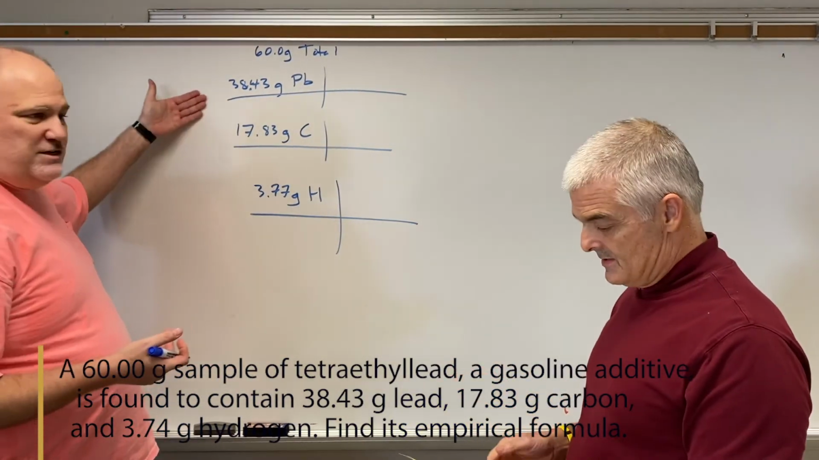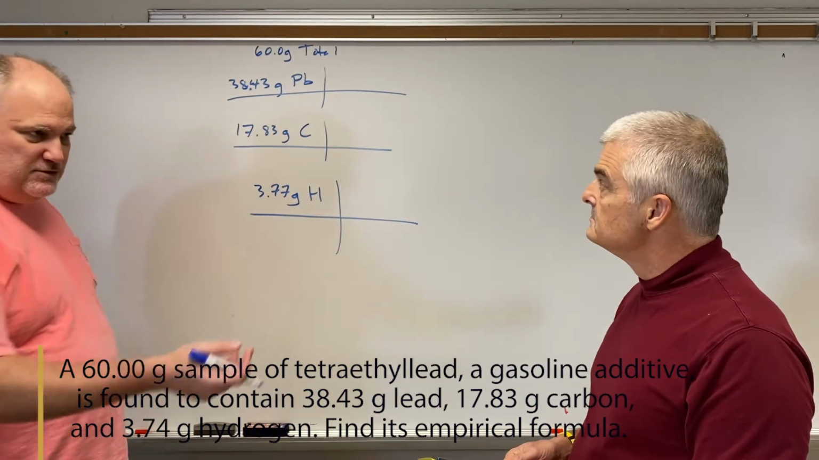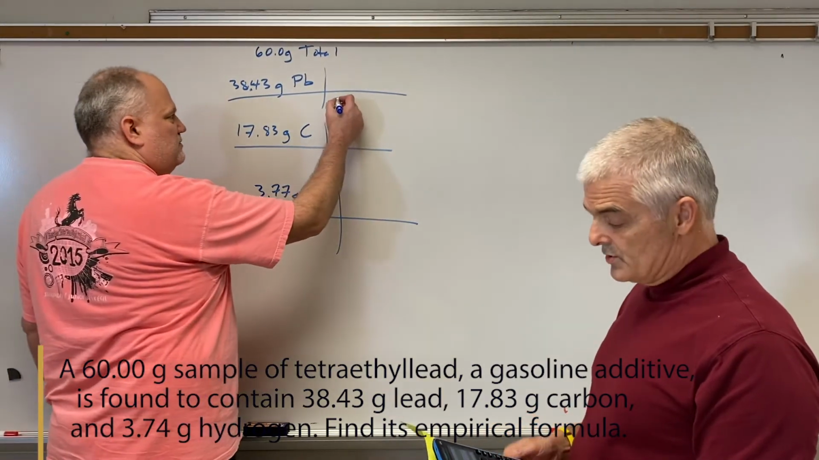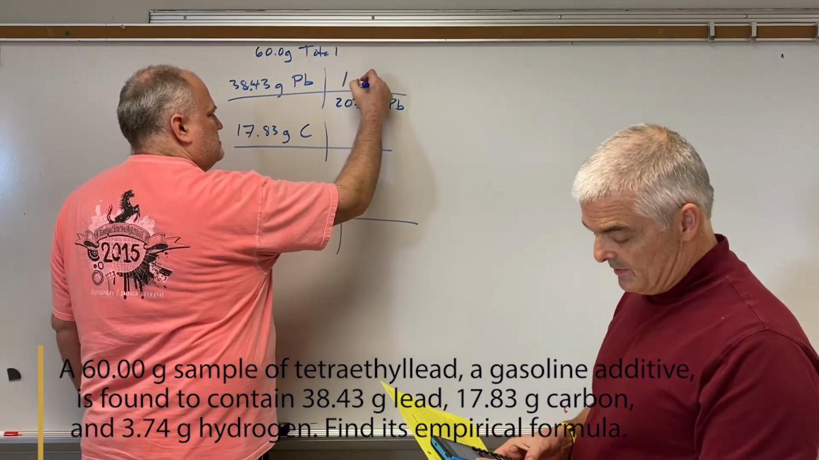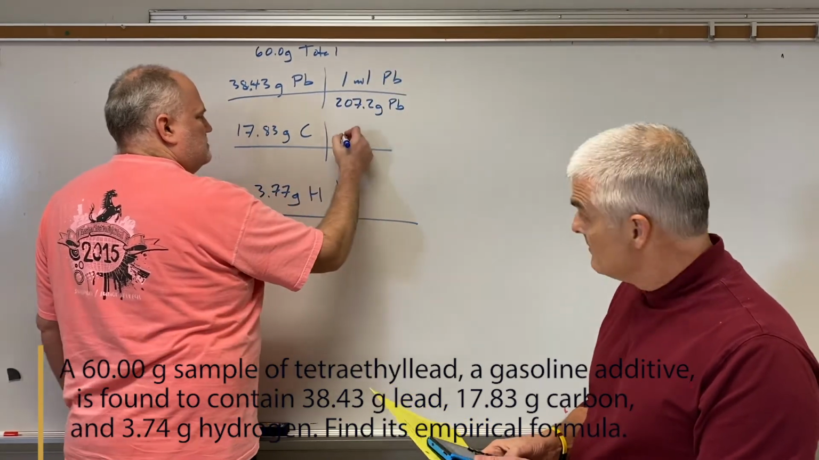Once we get to this, it's percent to mass, mass to mole, divide by small, times till whole. So now we're just going to use our molar mass from our periodic table, which he's holding in his hand. For each one of these, 207.2 is lead. Carbon, we know that to be 12.0.